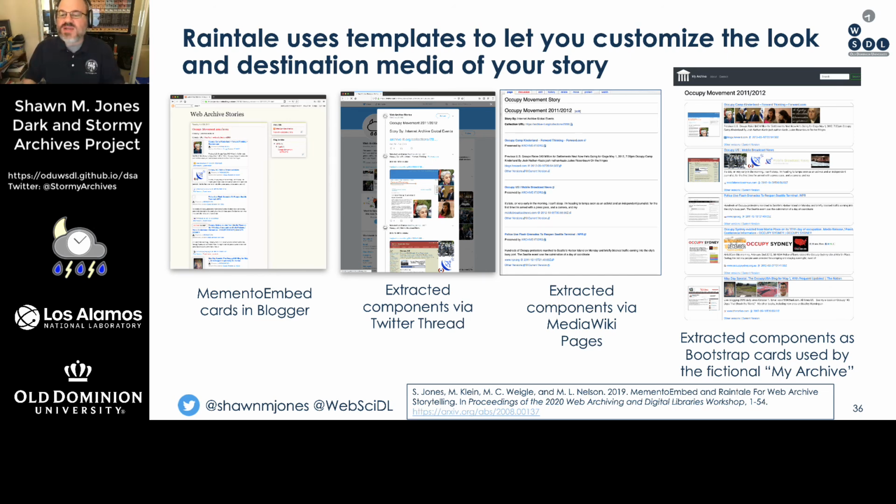Or you could create your own template, as you see on the far right, in this fictionalized My Archive, where we have a variety of images, some text, attribution to the appropriate content, to appropriate publisher, and other things. But the point is that someone created this themselves for their archive, their branding, their formatting. So Raintail can easily be incorporated into other archival workflows.